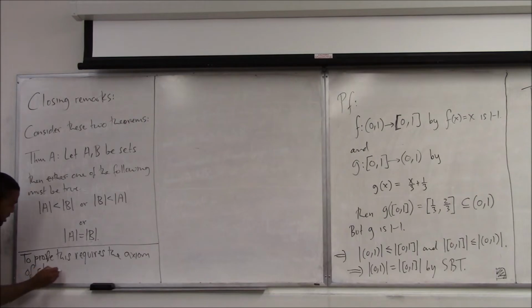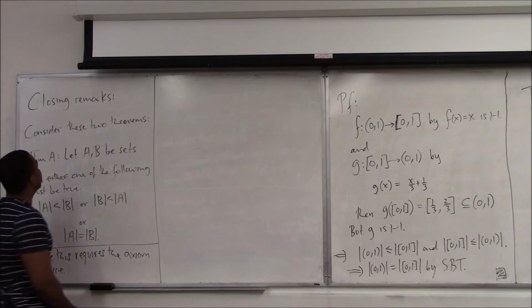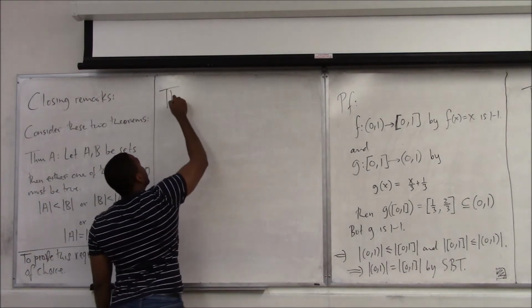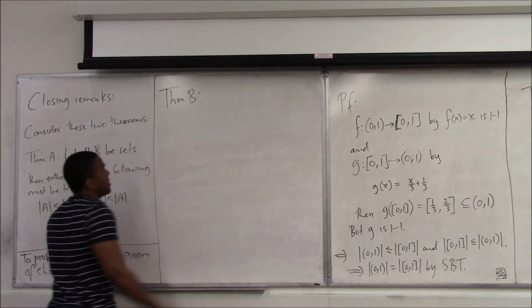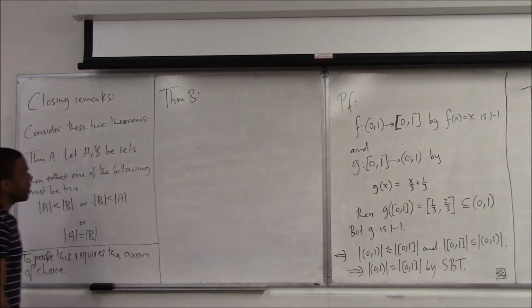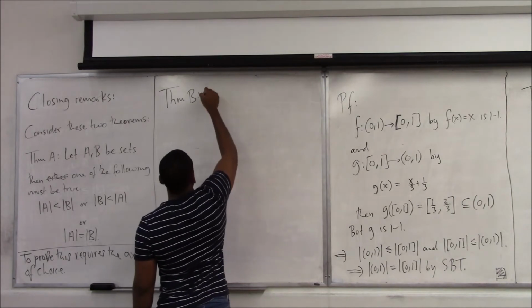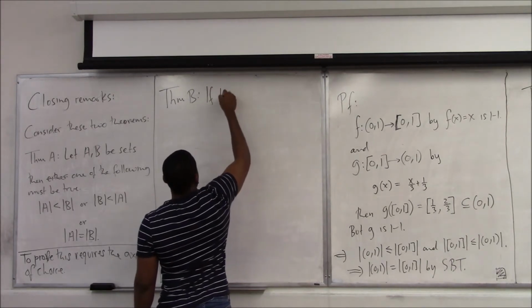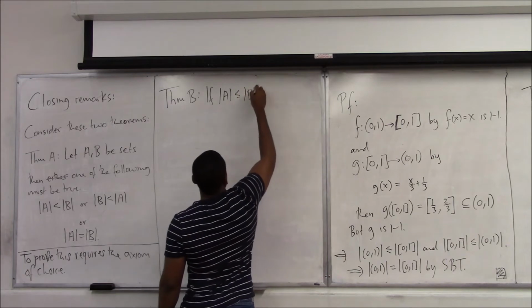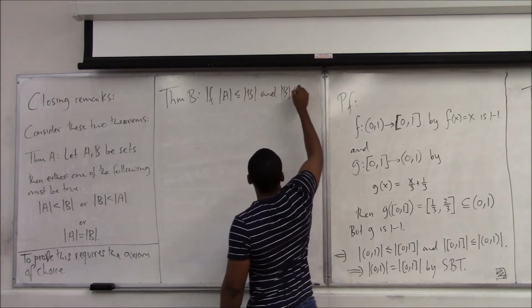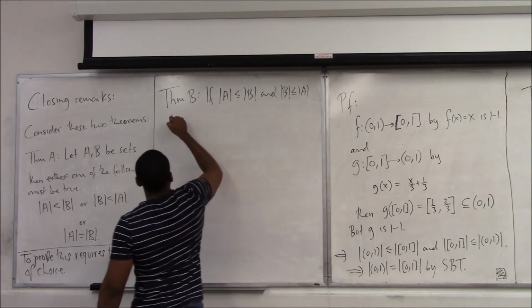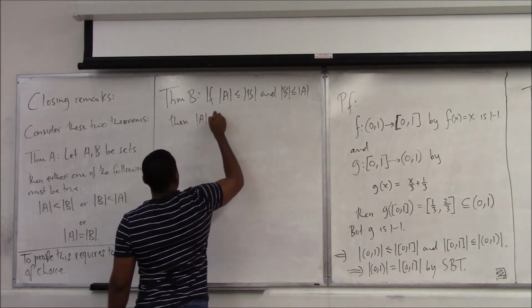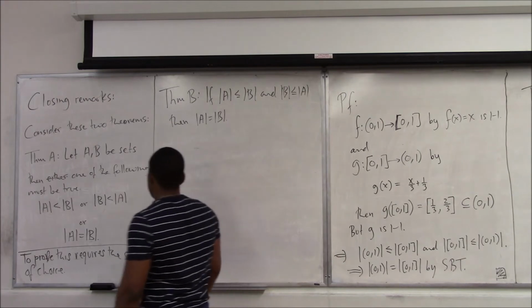Which I'll mention a little bit about in a bit. Right? That had its own controversy. It's less controversial today, but at some point it was very controversial. Yeah, mathematical controversies. Theorem B is basically the Schroeder-Bernstein theorem. So if A is less than B and B is less than A, then A equals B. So that's the Schroeder-Bernstein theorem.